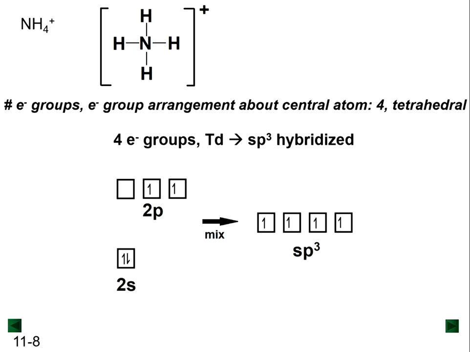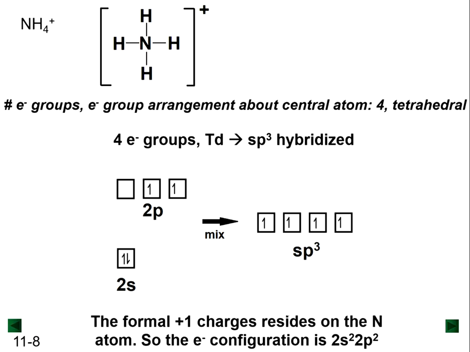Note, however, that nitrogen is only 2s2 2p2 here. The reasoning is the formal +1 charge resides on the nitrogen atom. So the electron configuration of N+ is going to be 2s2, 2p2. Each of the sp3 electrons will interact with a 1s electron on a hydrogen atom to produce a single bond.